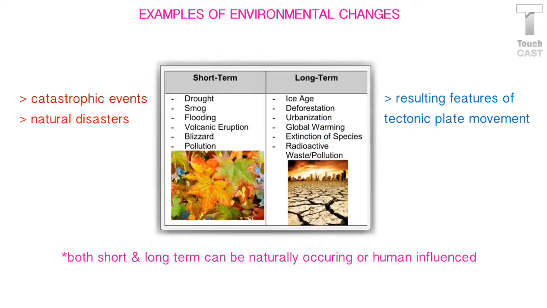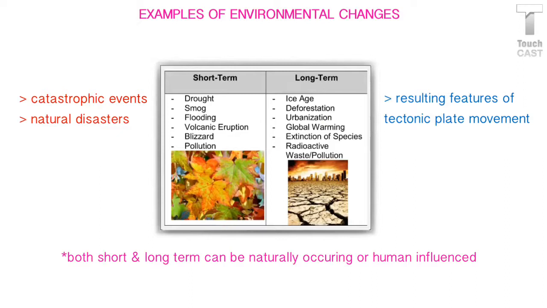As far as some examples of environmental changes, there's a table in the middle that shows the short versus long term. So for short term, there's drought, smog, which is pollution in the atmosphere, flooding, volcanic eruptions, blizzards, pollution. Not listed in the table, but equally important, are catastrophic events and natural disasters like tornadoes and hurricanes. Anything that happens relatively quickly and gives an instant change would be considered a short-term environmental change.